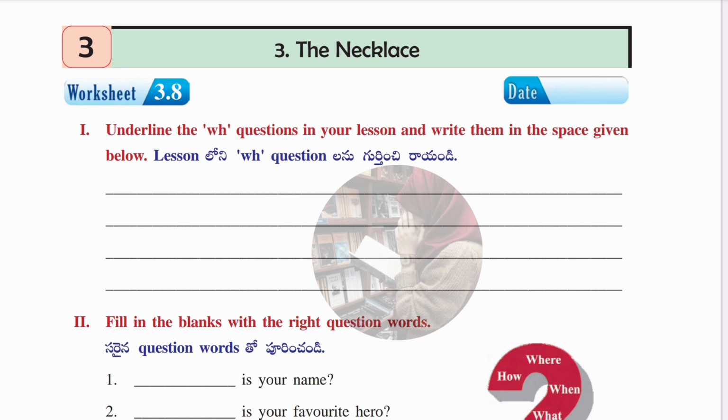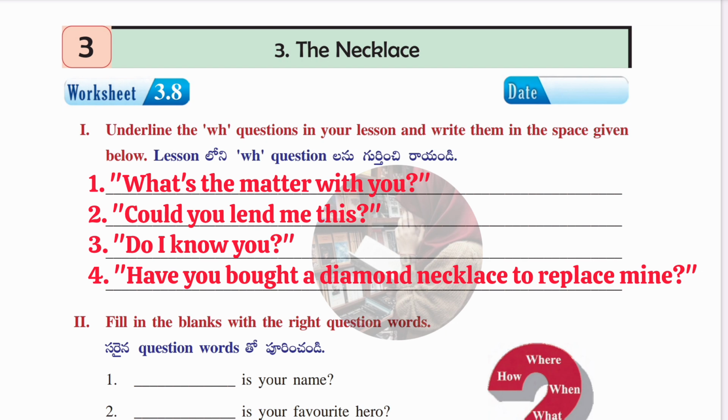Okay, here in the first Roman we have given underline the WH questions in your lesson and write them in the space given below. Okay, from the lesson, wherever you find WH question sentences, that sentences you have to write down here. Okay, so first sentence is what's the matter with you. Okay, second one, could you lend me this. Third one, do I know you. Fourth one, have you bought a diamond necklace to replace mine?